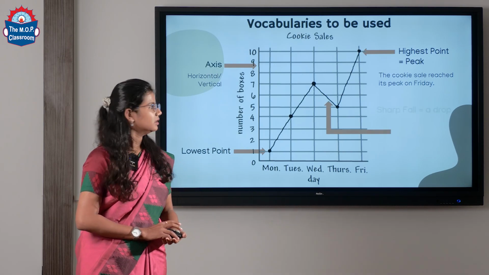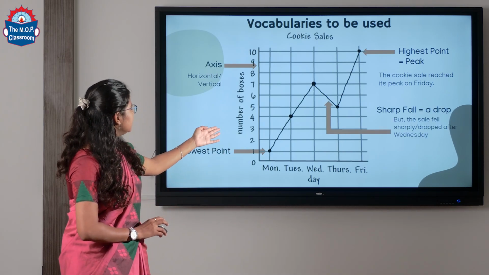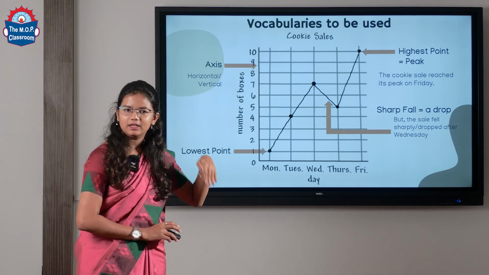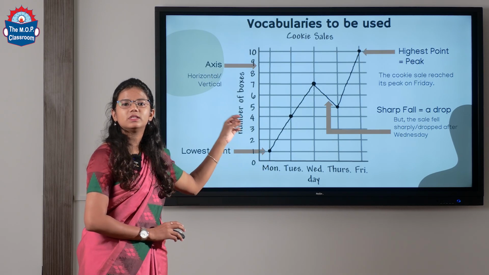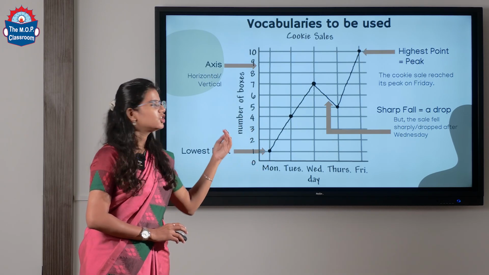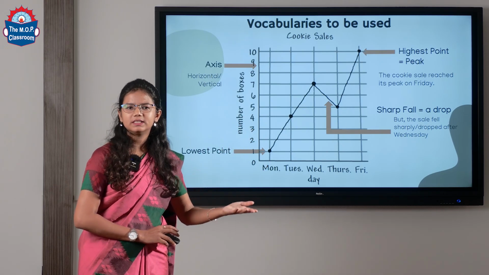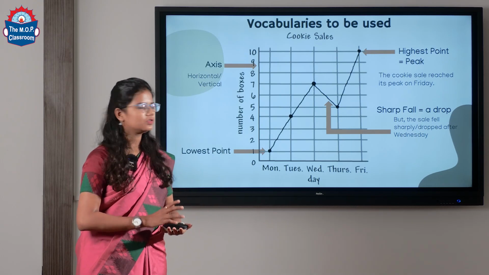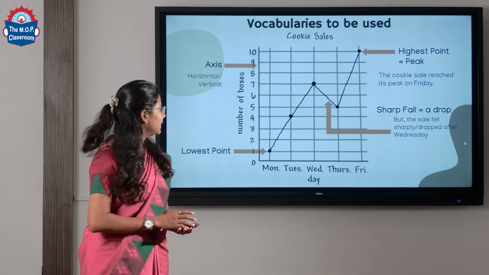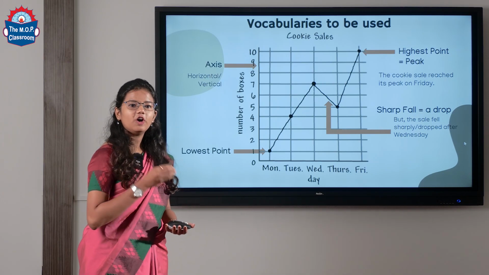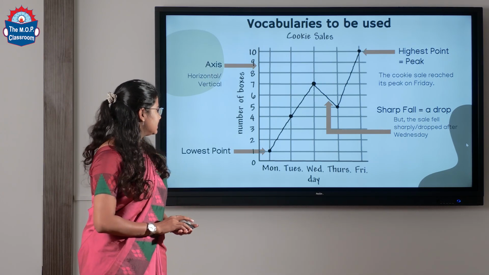Friday. Then you can clearly see that there was a drop in the sale from Wednesday to Thursday. So, that can be called a sharp fall, or in other terms a decline, and so on. A sample sentence would be: the sale fell sharply or dropped after Wednesday.